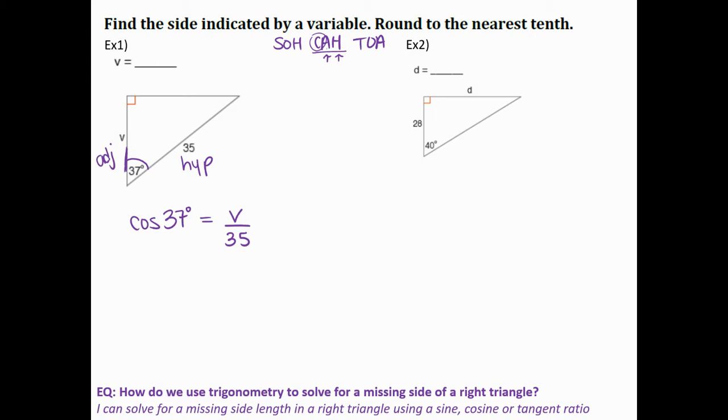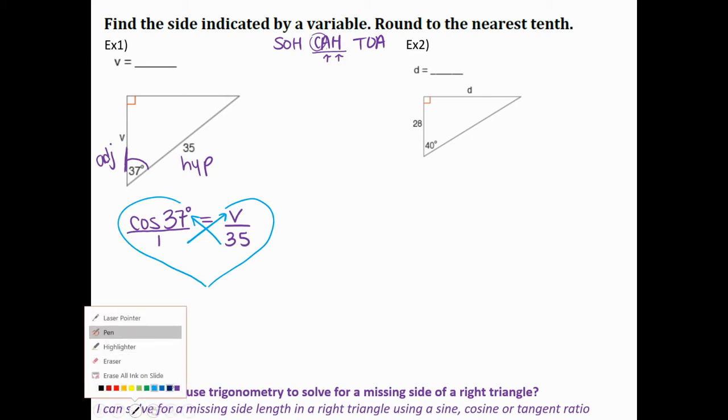Then in order to use my cross multiplying, I have to have two fractions with an equal sign. So I'm going to turn this cosine 37 into a fraction by putting a 1 under it. Then I am ready to cross multiply, do the love connection. Let's see how good I can make my hearts here. Not too bad. Okay, then I'm going to go ahead and do the love connection, and 1 times V, or cross multiply, bring it down, is V.